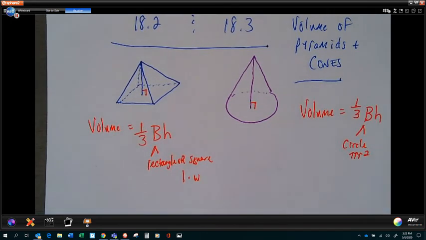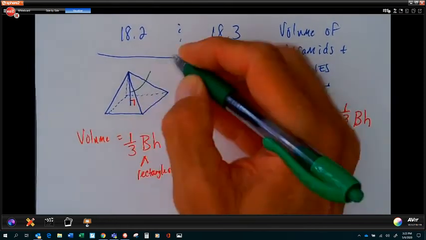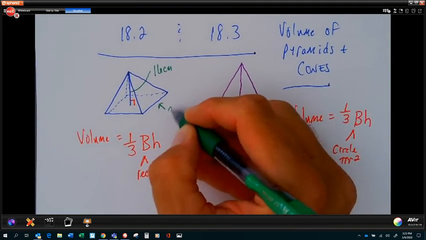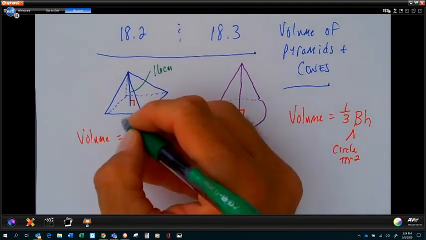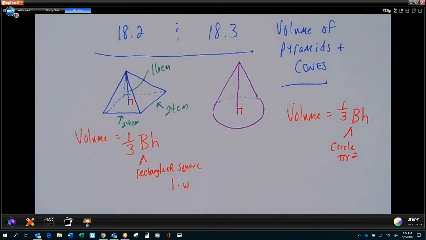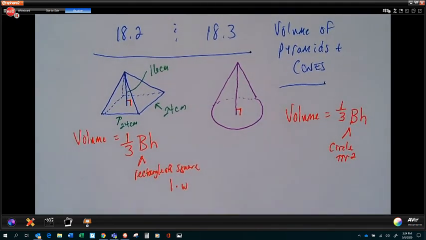So let's say we have, on this pyramid, we got the height, and the height is at a right angle here. We've got a height of 16 centimeters. Then we've got this length here is 24 centimeters. And we've also got this one is 24 centimeters, which means it's a square base. So then all we have to do is multiply 16 times 24 times 24. And we get 9,216. But we divide that by 3.